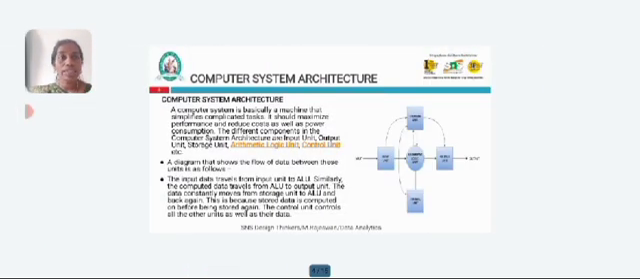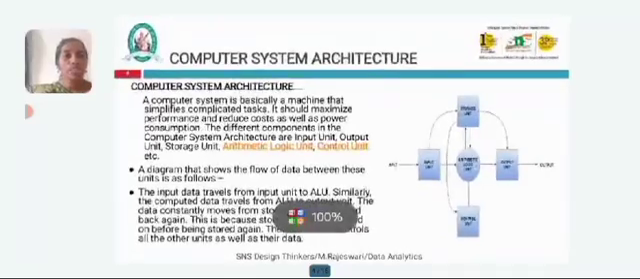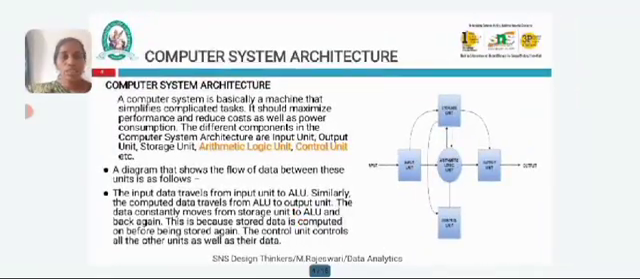Computer system architecture. A computer system is basically a machine that simplifies complicated tasks. It should maximize performance and reduce cost as well as power consumption. The different components in the computer system architecture are input unit, output unit, storage unit, arithmetic logic unit, control unit, etc. Here is a diagram that shows the flow of data between these units.